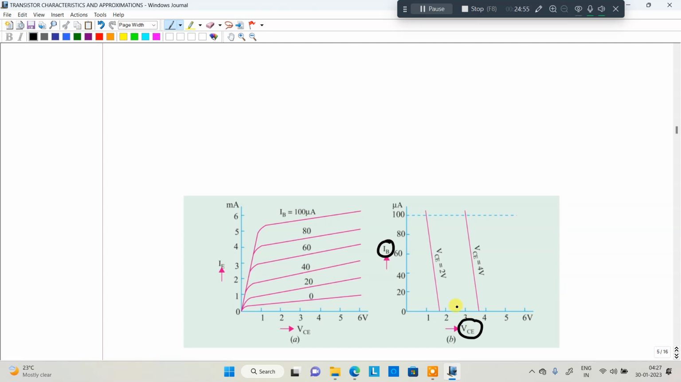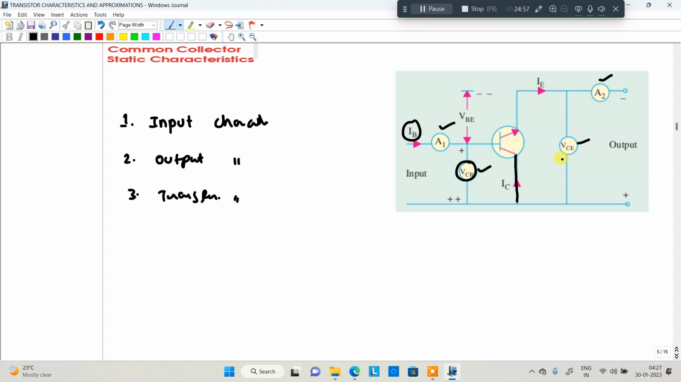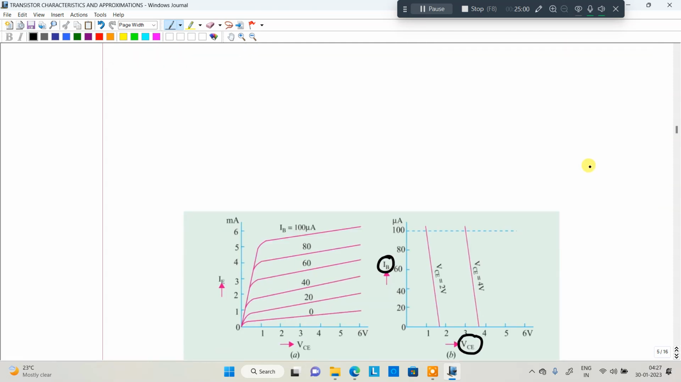Which parameter should be constant? The output voltage VC is constant. For example, VC is given as 2 volts. Initially VC is equal to 0, and the current IB is equal to 0. Whenever it reaches the cut-in voltage, the diode, that particular transistor, will be conducting. This is the characteristic. Whenever we increase the VCE further, the cut-in voltage increases, and then we obtain this particular characteristic. This is the input characteristics.